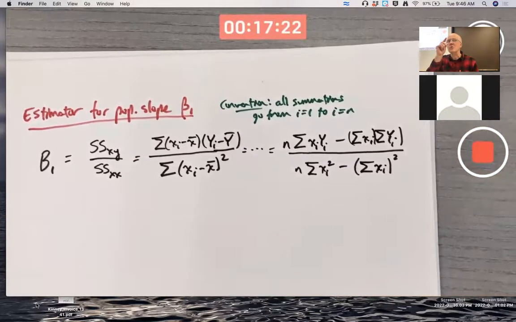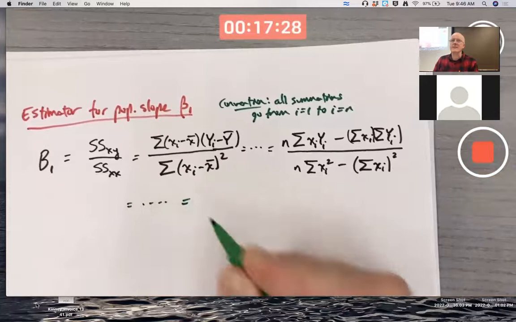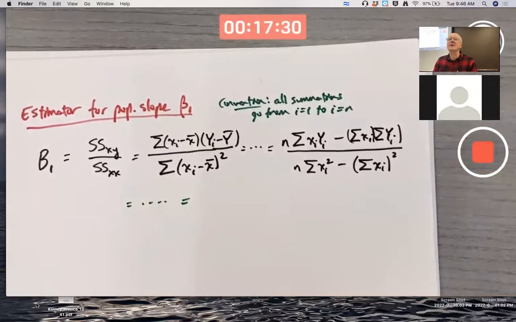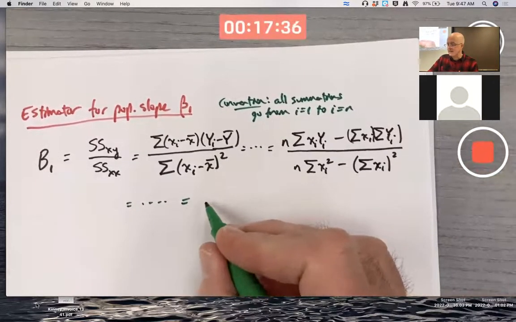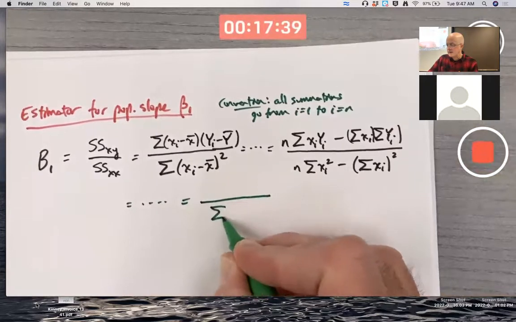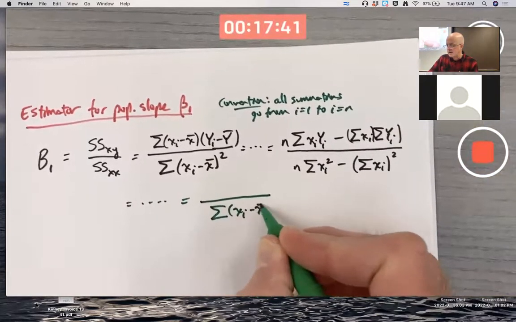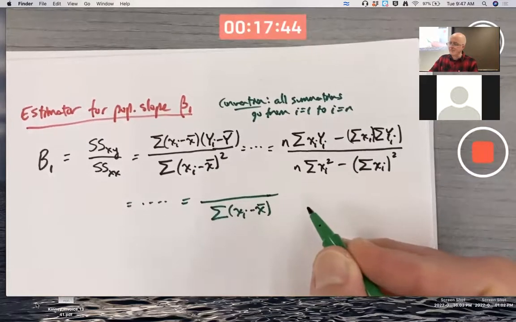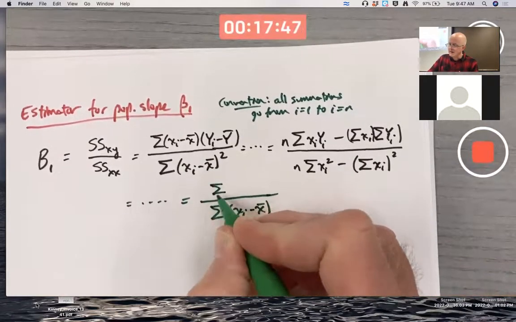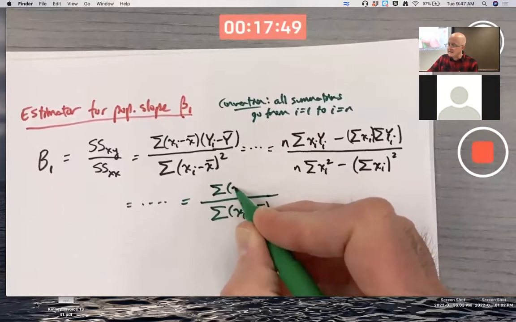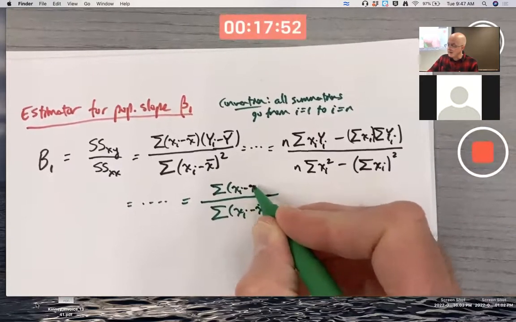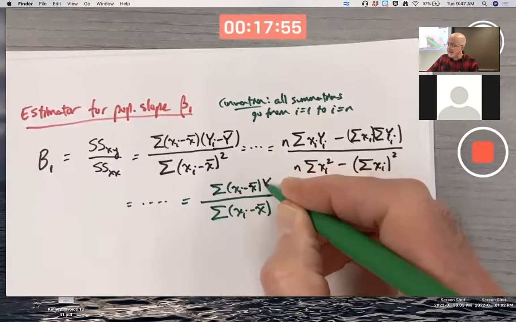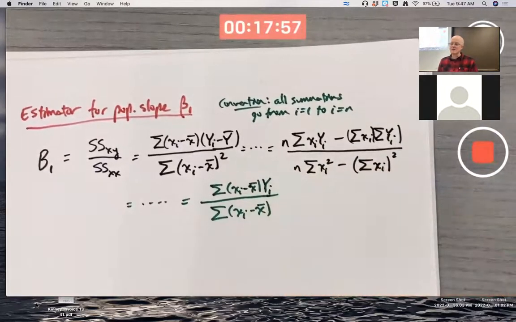Here's something new. After a little bit of work with summations, you can write this in yet another way. We'll leave the denominator the same, but we will rewrite the numerator this way: the summation of little xi minus x bar times a plain capital Yi, with no Yi minus Y bar in parentheses.